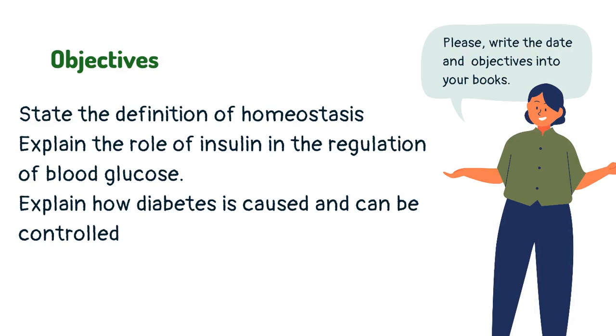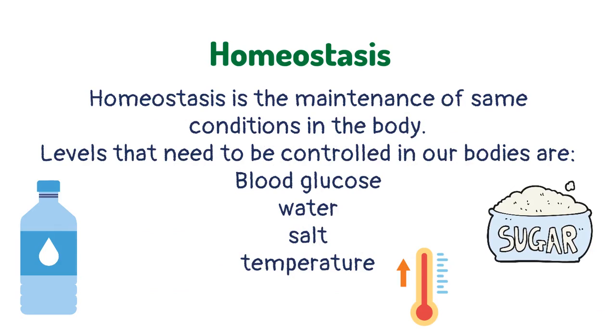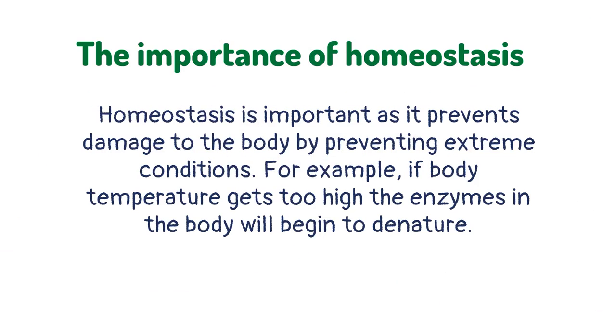Today you are going to learn about homeostasis: control of blood glucose. Homeostasis is the maintenance of the same conditions in the body. Levels that need to be controlled in our bodies are blood glucose, water, salt, and temperature. Homeostasis is important as it prevents damage to the body by preventing extreme conditions. For example, if body temperature gets too high, the enzymes in the body will begin to denature.